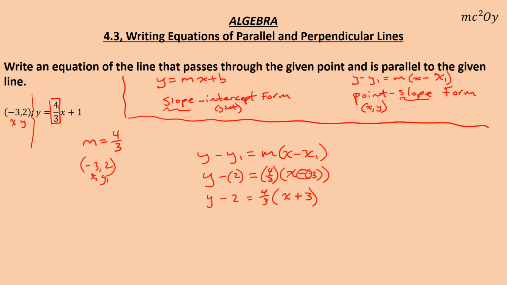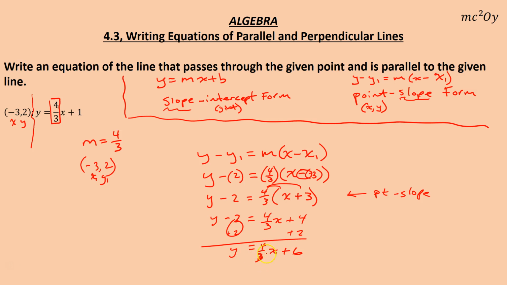Now if it doesn't say write an equation in point slope form, then you should really change it to slope intercept form. So this is point slope form right here. I'm going to go to slope intercept form by distributing that 4/3. So we have y minus 2 is equal to 4/3 x, and then 4/3 times 3 is plus 4. And then I'm going to add 2 to both sides, and I get y is equal to 4/3 x plus 6.